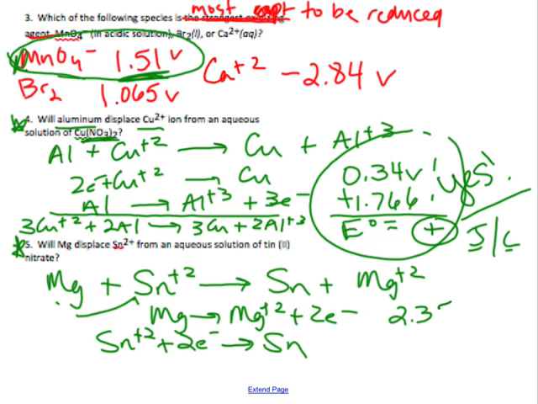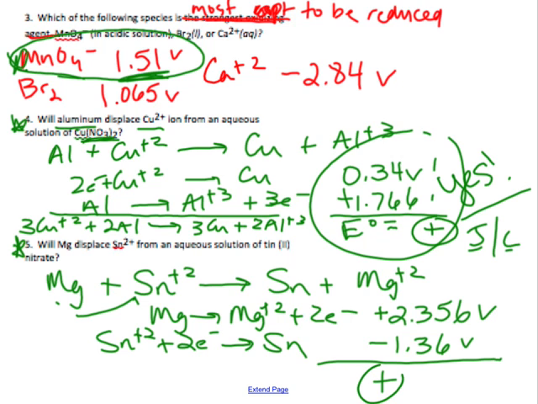Positive or negative? It's negative on the table. Because it's oxidation, we're going to change the sign. This is the reduction one, 2 to 0. All right, when we add these up, do we get a positive or negative? Positive. So will this displacement happen? Yes, it's thermodynamically favored.